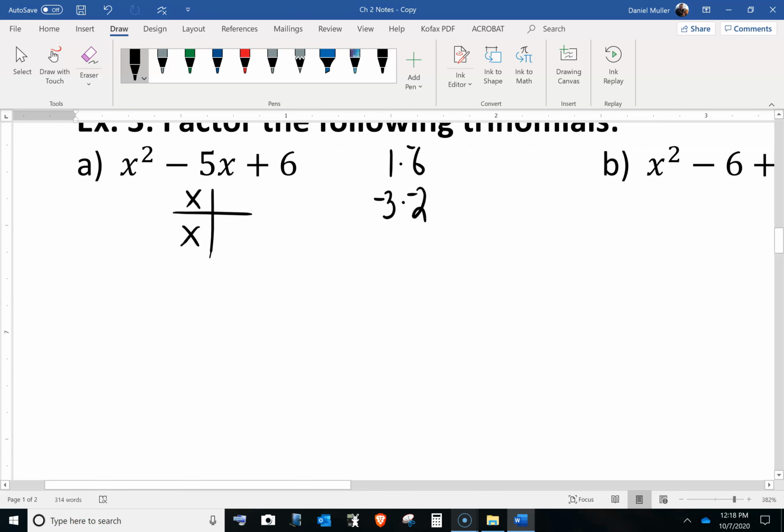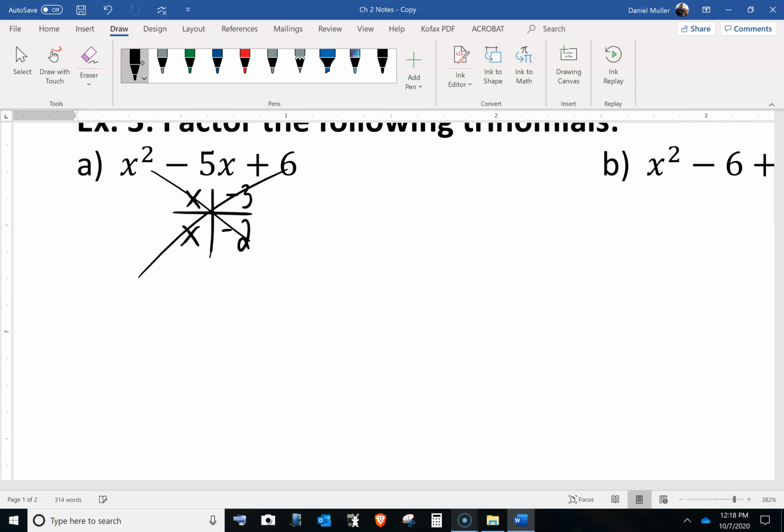Well, it has to multiply to 6. Okay, so -3 times -2 would indeed multiply to +6. So that's what I'm going to try. So I try 3 and 2 and make them both negative. And if I look at my numbers, I've got negative 3 and negative 2. And if you added negative 3 and negative 2, you would get negative 5.